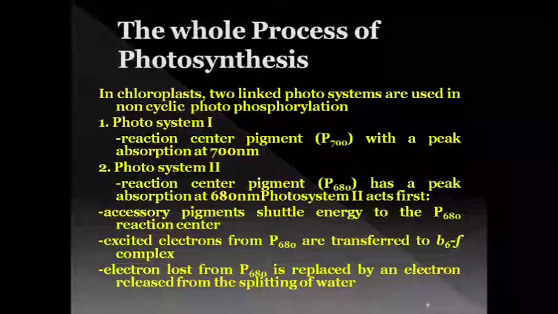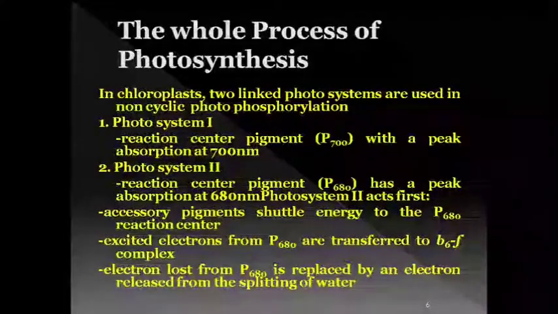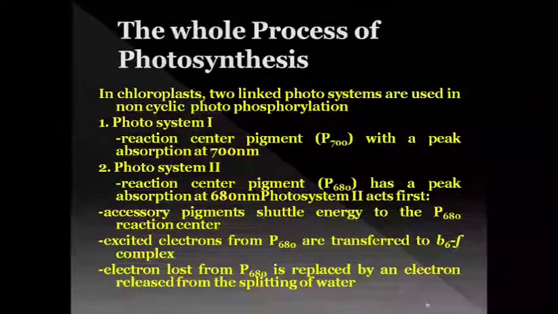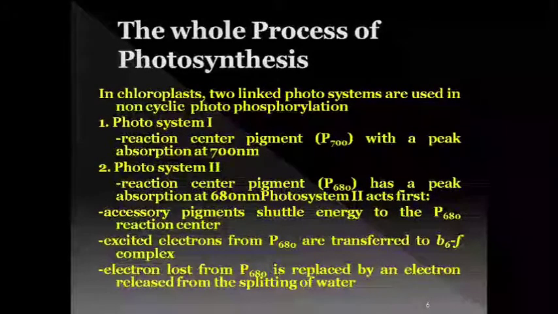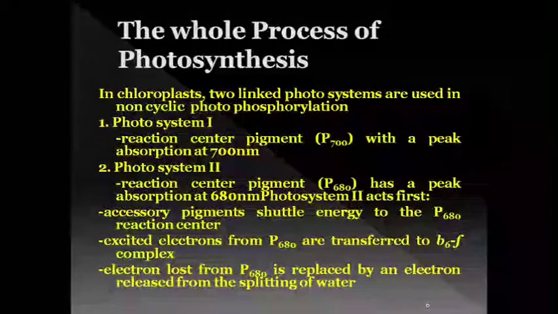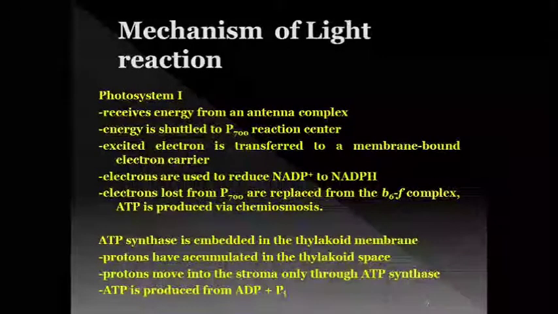First of all, photosystem 2 will start the reaction. Here, accessory pigments shuttle energy to the P680 reaction center. Then, excited electrons from the P680 reaction center are transferred to the B6F complex. Then, electrons which are lost from the P680 reaction center are replaced by electrons released from the splitting of water.